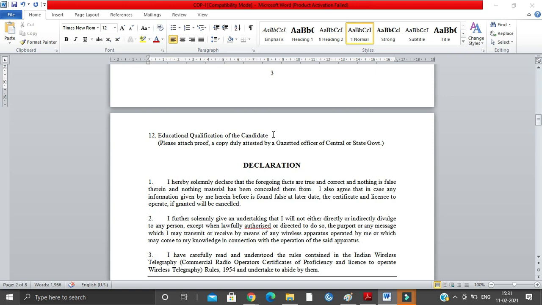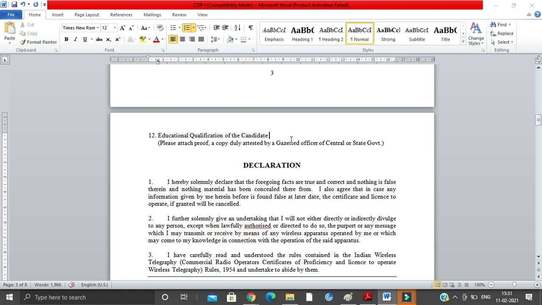Educational qualification of the candidate, whatever the qualification is, like intermediate 10+2, or graduation BSc, MSc, MBA, whatever it is, you have to put here. And also attach the proof of it. Suppose you have a certificate of BSc, you can put the certificate of that, and the copy should also be attested by a gazetted officer of central or state government.